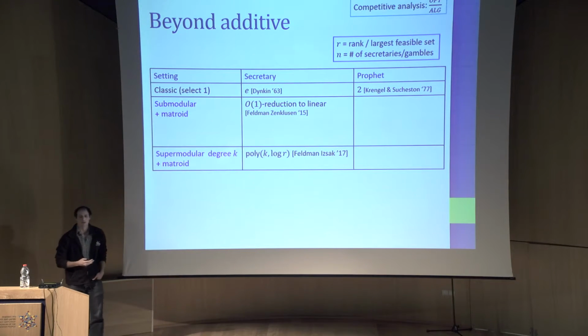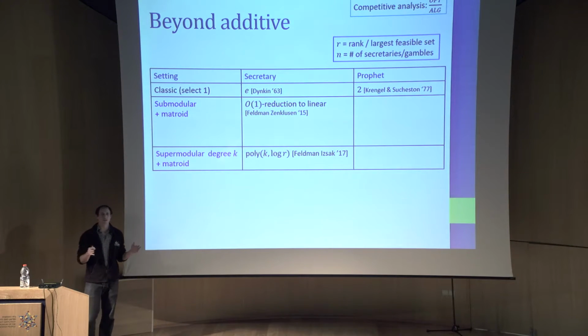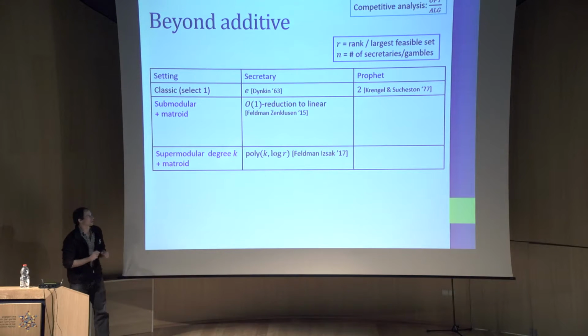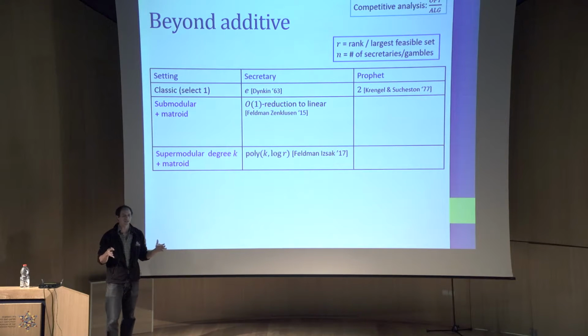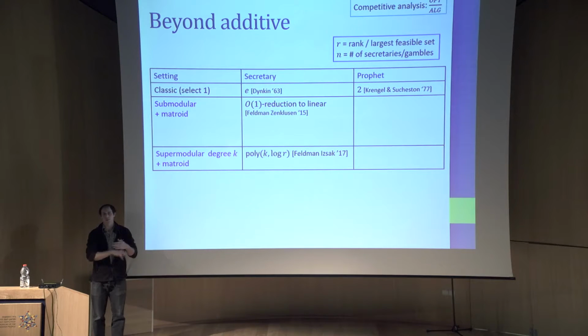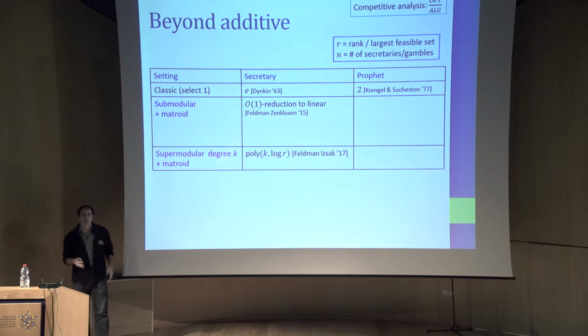And recently, Moran Feldman and Rani, who's here, introduced a notion. They studied the secretary problem when the evaluation is slightly supermodular, and they get a competitive ratio that depends on the supermodular degree, how not submodular you are, and on log r. But even in this restricted complements setting, you need to know something about the future. Otherwise, you have no chance of getting the complement if you have no idea that the complement is arriving.